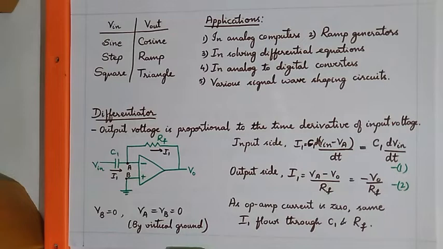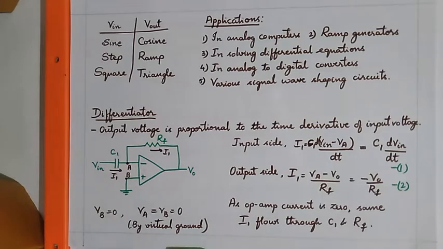If the input voltage to the integrator is a sine wave, then the output is a cosine wave, and if the input is a step signal, then the output would be a ramp signal, and if the input is a square wave, then the output would be a triangle.